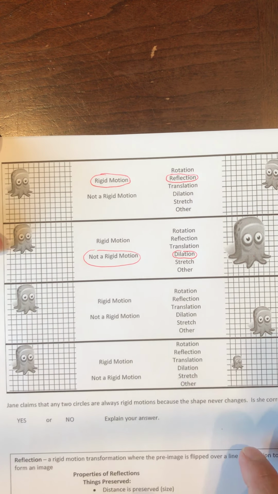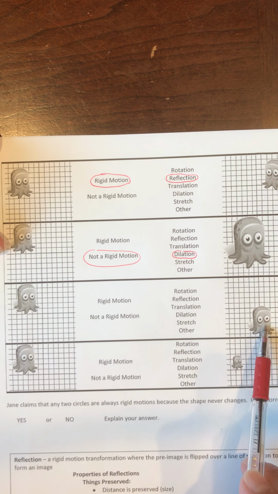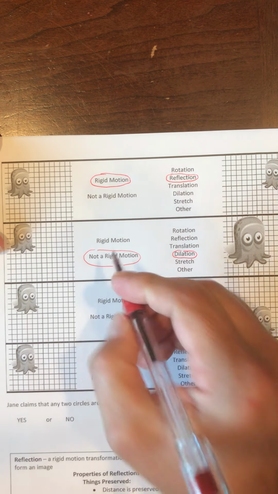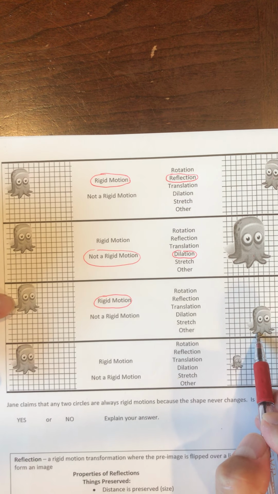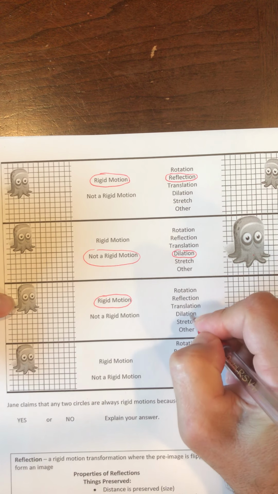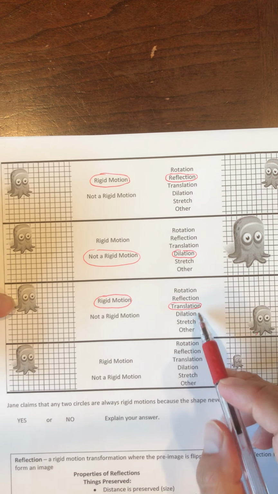Next one. Here's our original. It's up here, then it's slid down here. It's a slide, so it's a rigid motion because the two shapes are congruent, they're equal. It shifted, it slid, it moved, whatever you want to call it, they all mean the same. That's a translation.